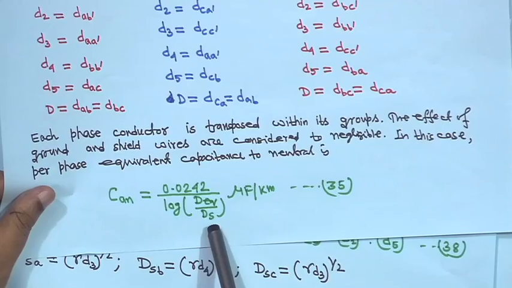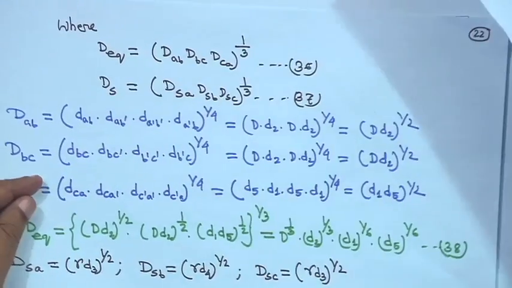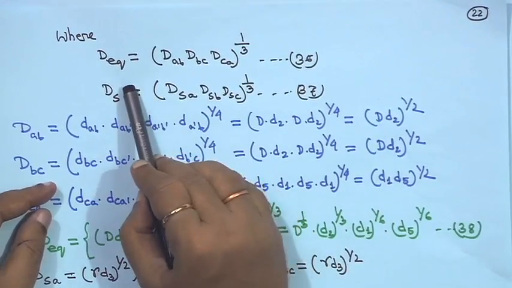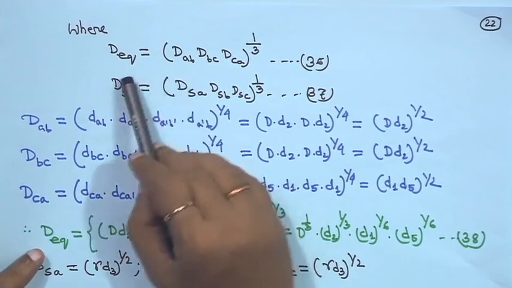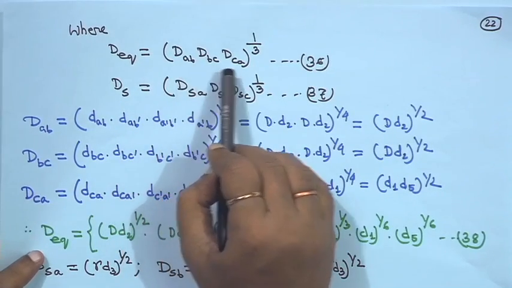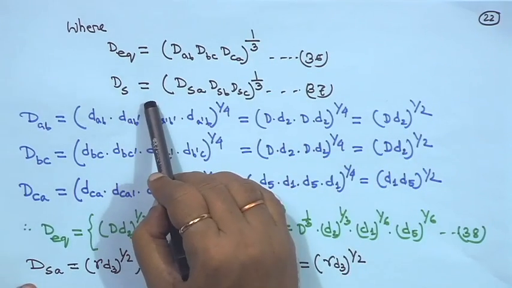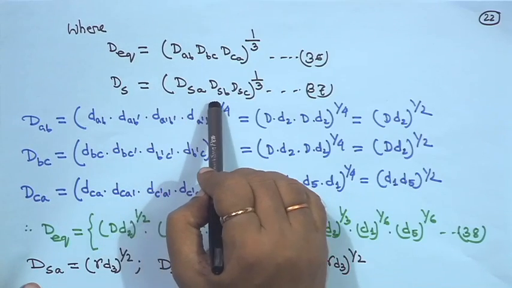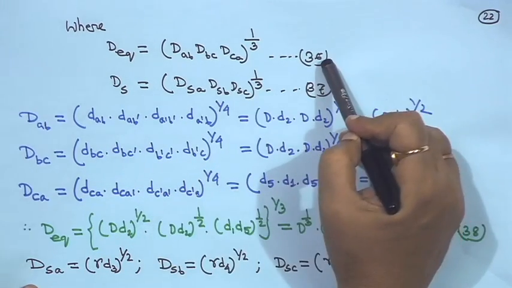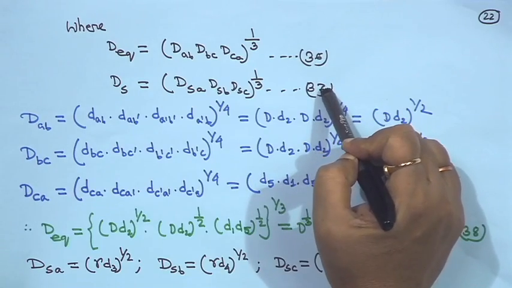Next, you have to calculate Deq and Ds, these two you have to calculate. First Deq: earlier we have seen for inductance also, and for capacitance it is the same thing, Deq is equal to DAB into DBC into DCA to the power 1/3, and Ds is equal to the self geometric mean, DSA into DSB into DSC to the power 1/3. This equation is marked as 36 and this is 37.